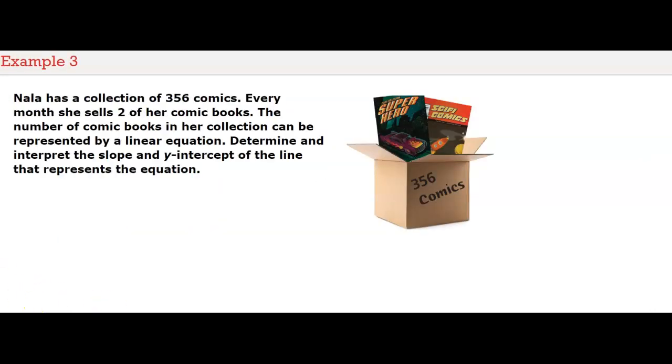Nala has a collection of 356 comics. Every month, she sells 2 of her comic books. The number of comic books in her collection can be represented by a linear equation. Determine and interpret the slope and y-intercept of the line that represents the equation.